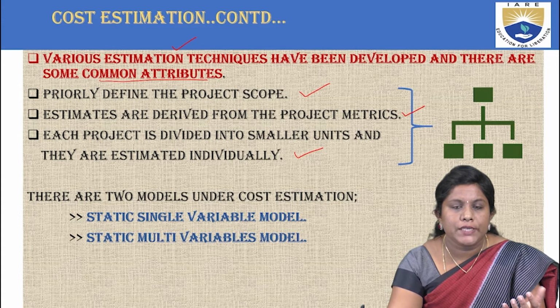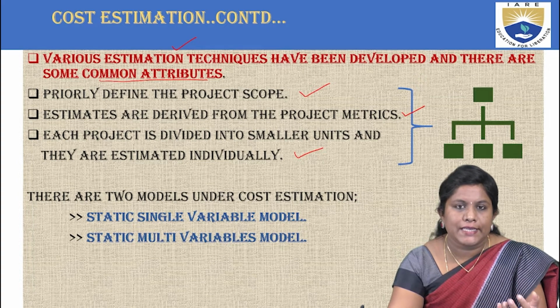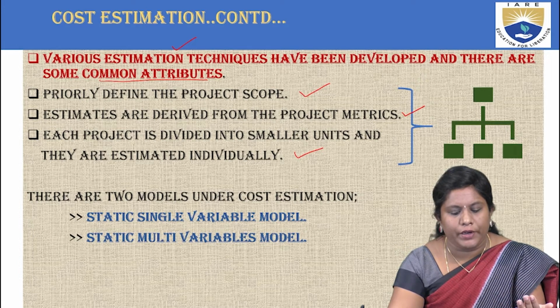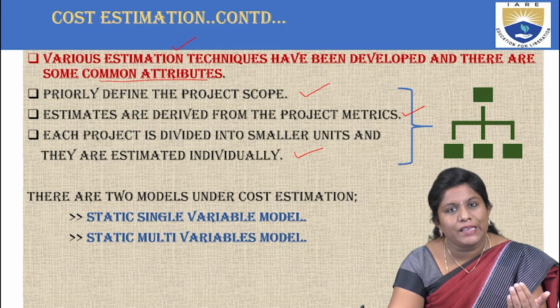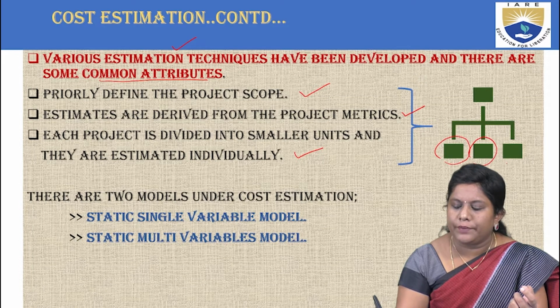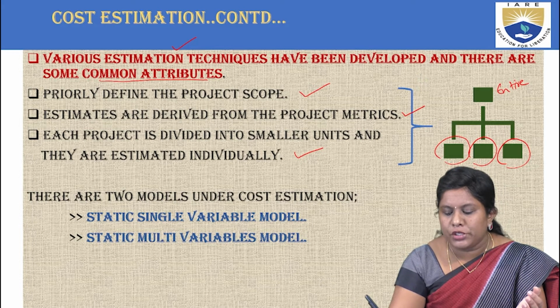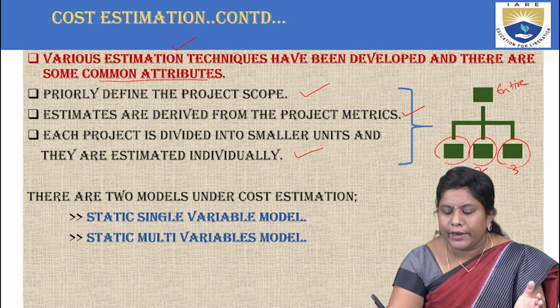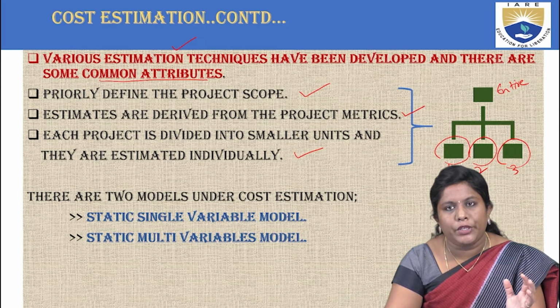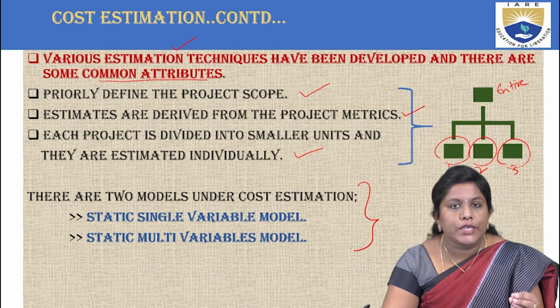Why do you require to do this? Because it is priorly defining the scope of a project, and it also derives estimates from the project metrics, whatever has been defined. So whatever project you are talking about, you are breaking it down into smaller units or modules and estimating each module individually. That is, this is an entire project. You are breaking it out into different modules, module 1, 2 and 3, and then you are trying to estimate each one individually.